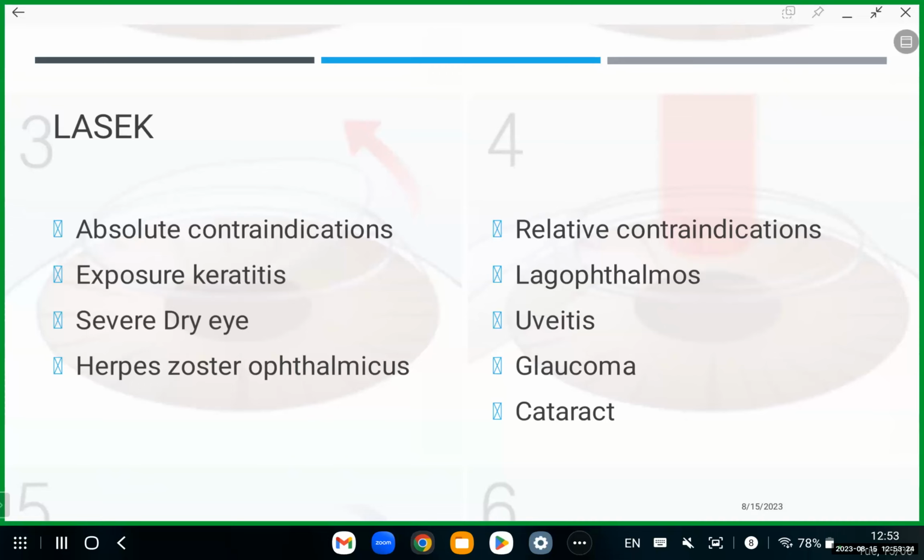Absolute contraindications for LASIK are exposure keratopathy, severe dry eye, and herpes zoster, whereas relative contraindications are uveitis, glaucoma, or cataract.